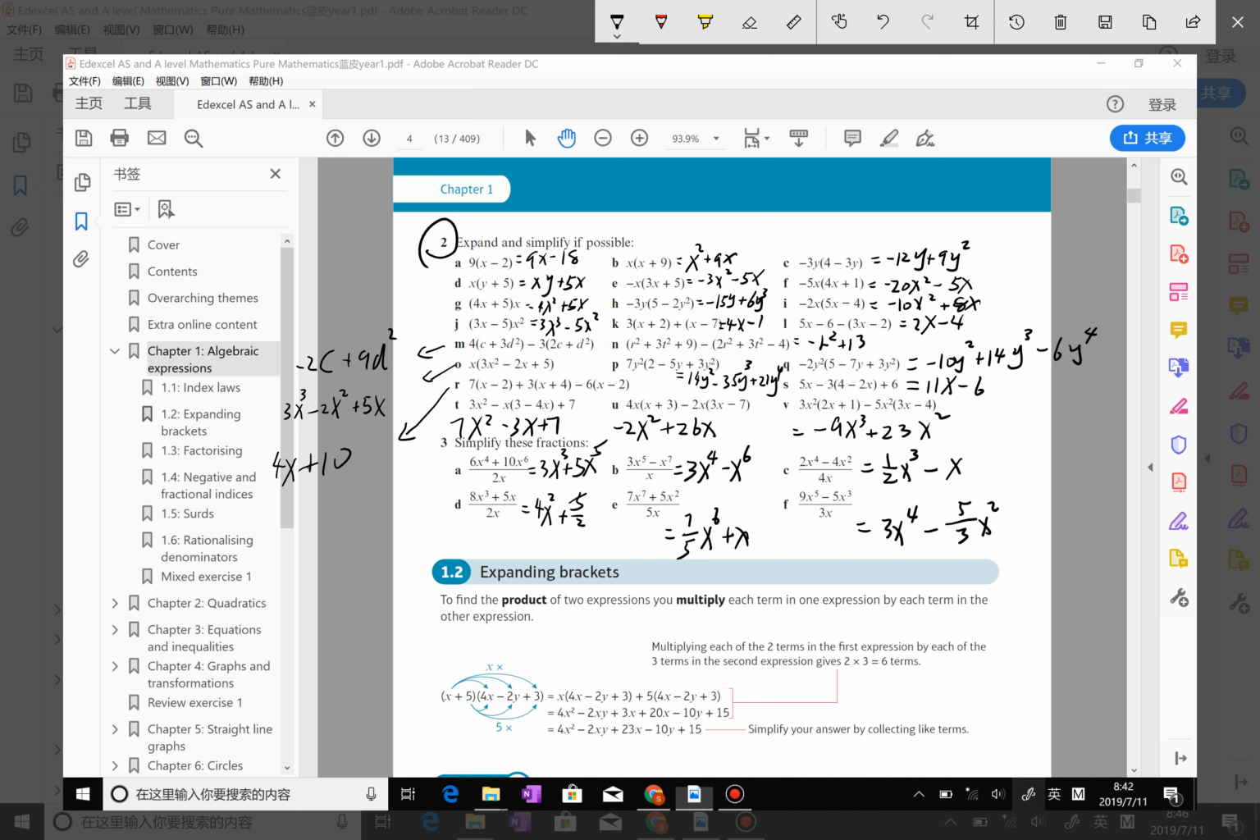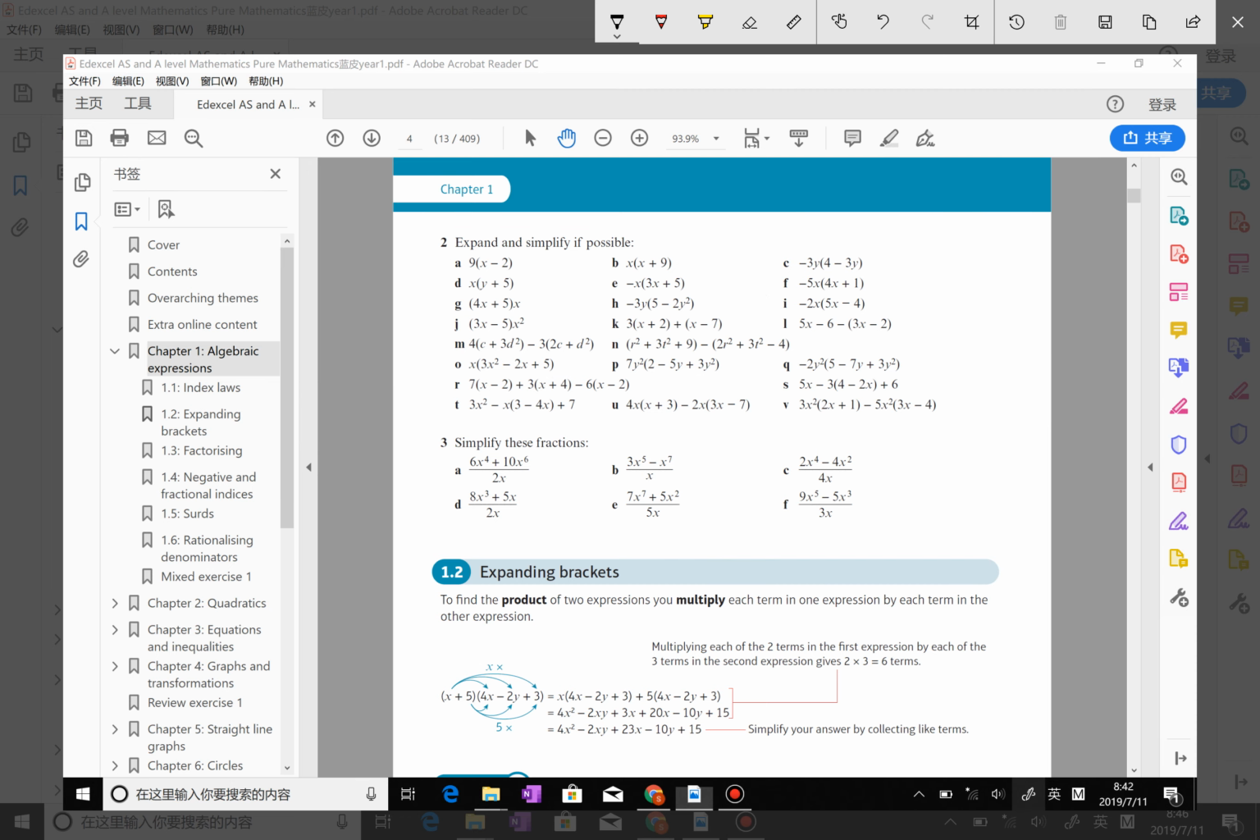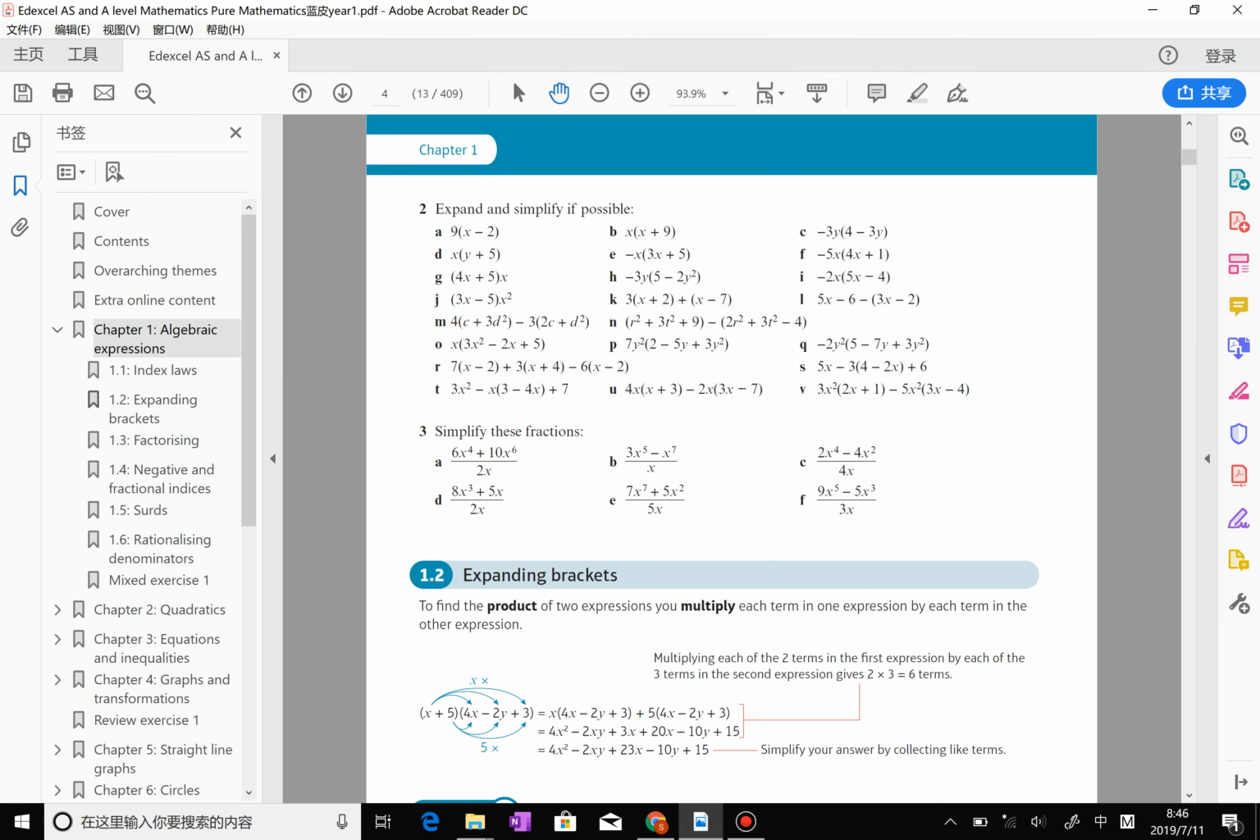Alright, I just finished all the exercises in the book, and hopefully you can get it all correct. So for chapter 1.1, index laws, we just finished them all. And I'm going to pause here, and we just finished 1.1.